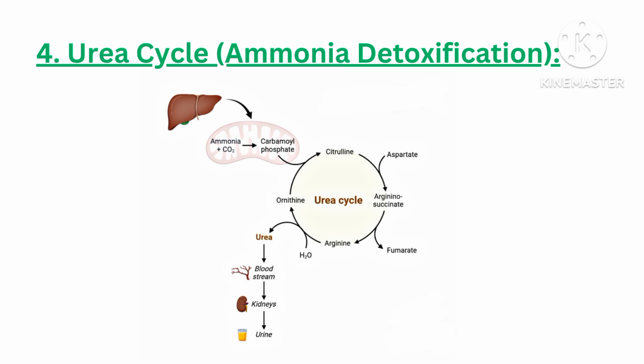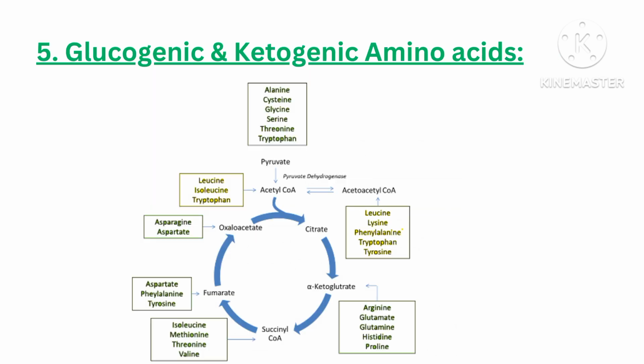Argininosuccinate lyase further cleaves argininosuccinate to provide fumarate and arginine. After being hydrolyzed by arginase, arginine produces urea and ornithine, both of which can re-enter the mitochondrial matrix and take part in the urea cycle once more.